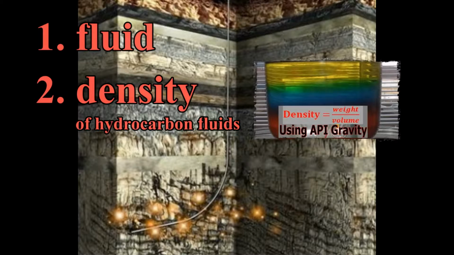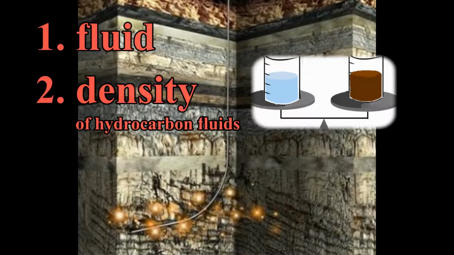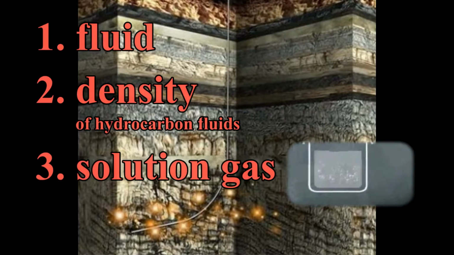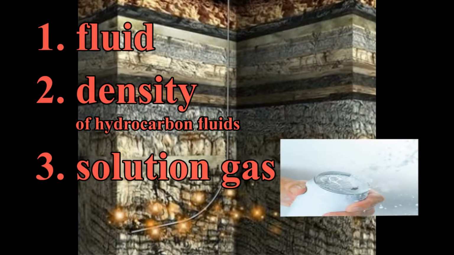For that, we use API gravity. Always stated in degrees, API gravity is figured by comparing the density of oil with the density of water, which is pegged at 1. Number 3. Solution gas is liquefied gas that converts back to gas when pressure is lowered.